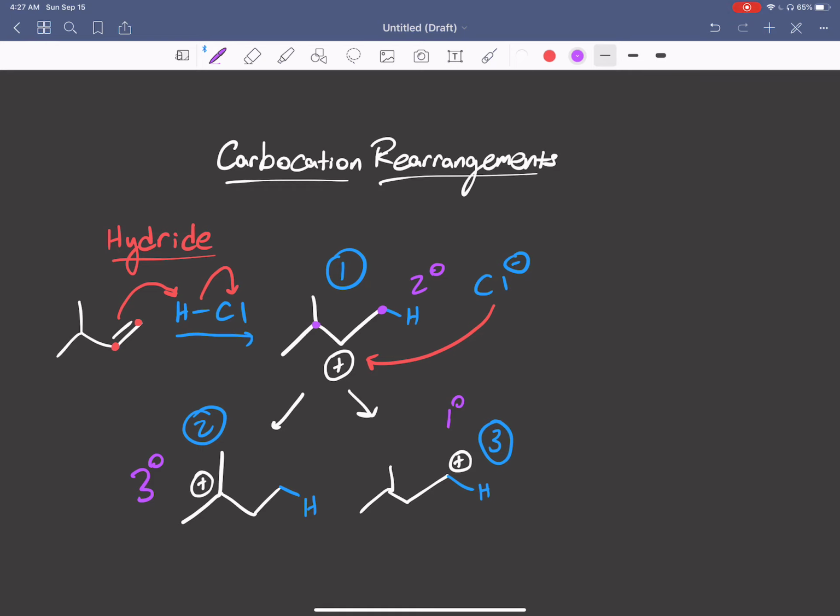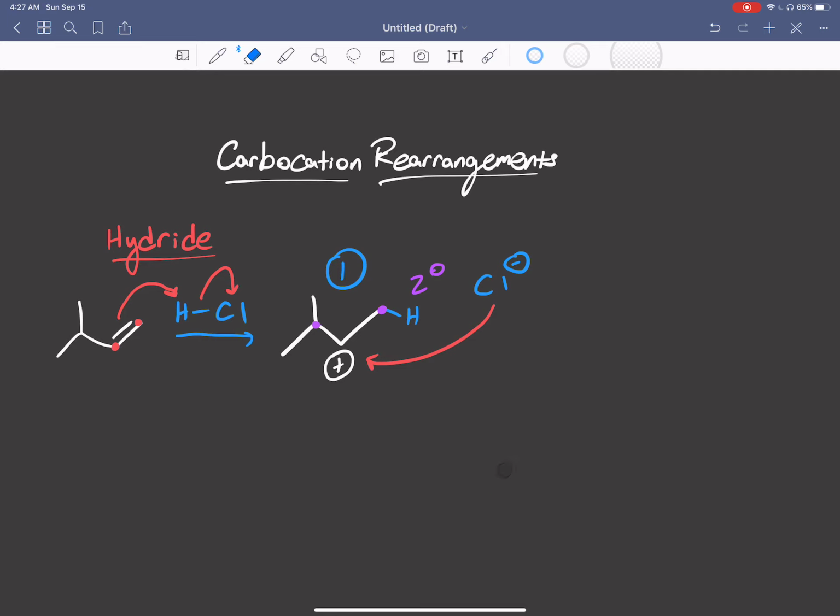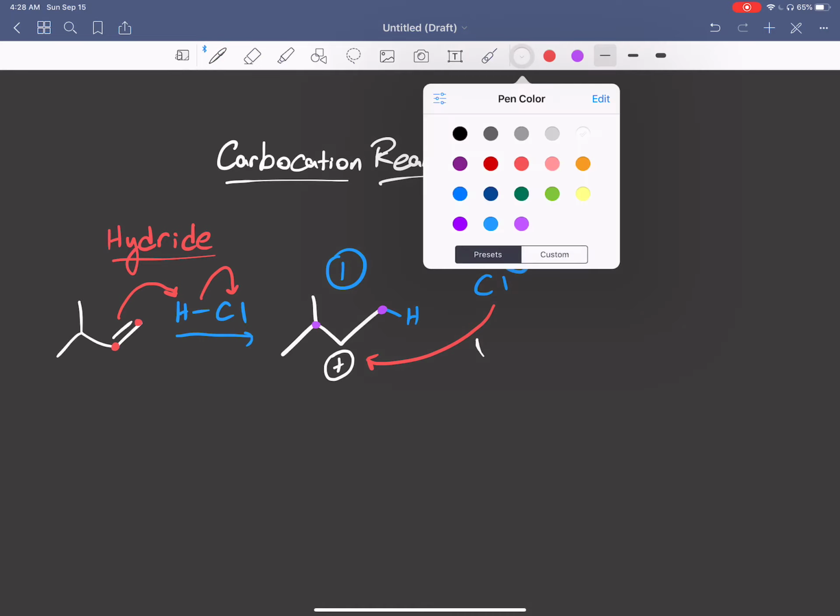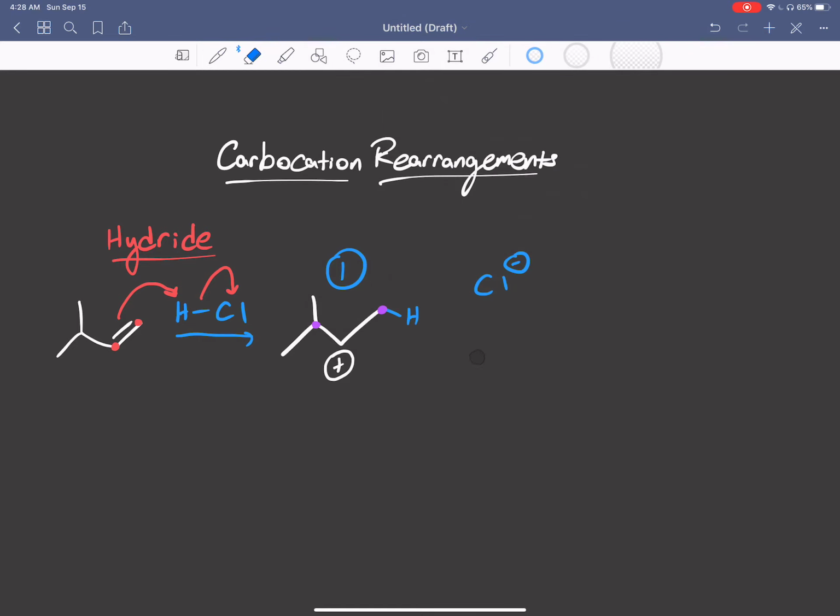And so here is where shifts come in. I'm going to erase all this stuff right now. Here is where shifts come in. When we want to rearrange a carbocation, we can only move it a distance of one carbon, and only one carbon. So only one carbon distance.